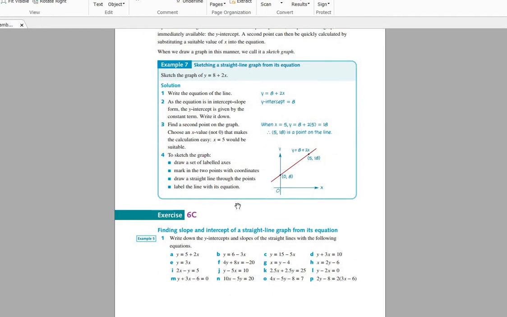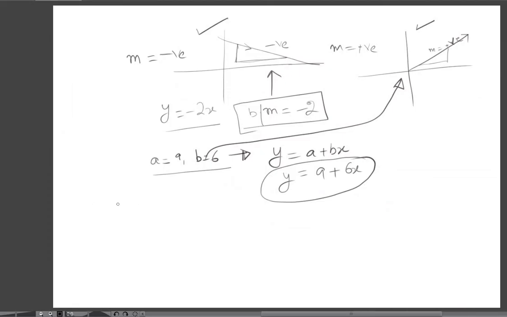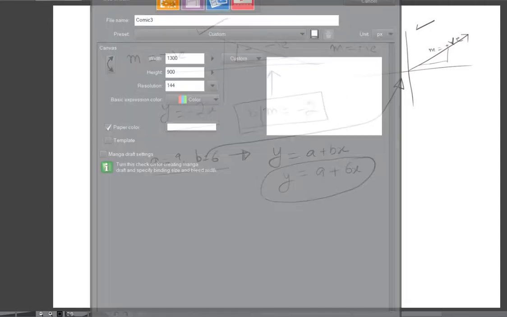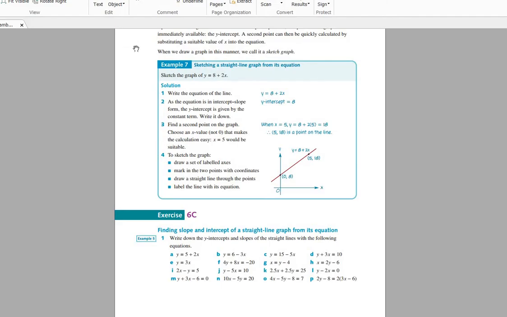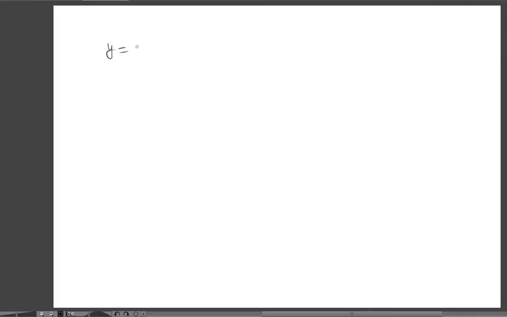Now you can even be asked to sketch a graph. So let us say you are given an equation, and I'll take another page here. Let's say you're given an equation as y equals, we'll take example number 7, 8 plus 2x, and you're asked to sketch the graph for this line.